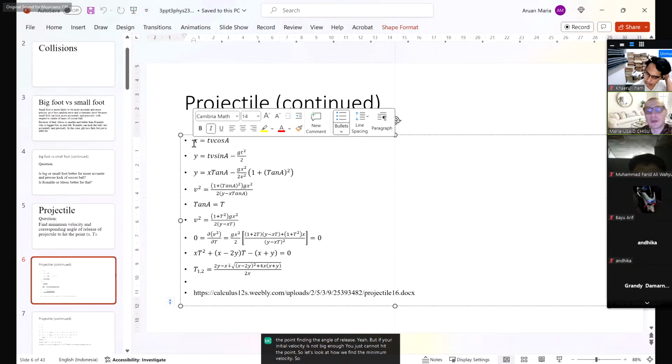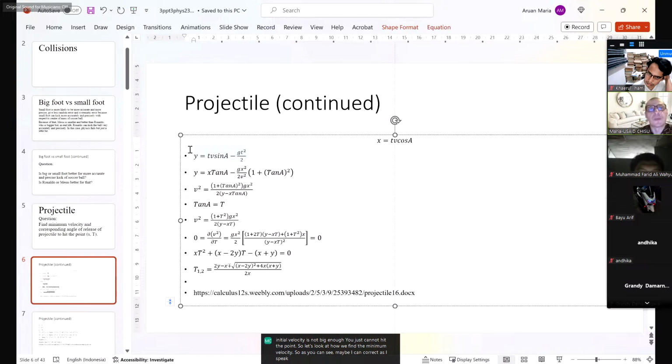Maybe I can correct as I speak. Oh, I'm sorry. Basically, we write the equations of projectile, slide 6. We express velocity. V in this case is initial velocity, V naught, but I just make it simple, V. And then you take the derivative of V and equate it to 0. The derivative is with respect to the tangent of the angle, t.